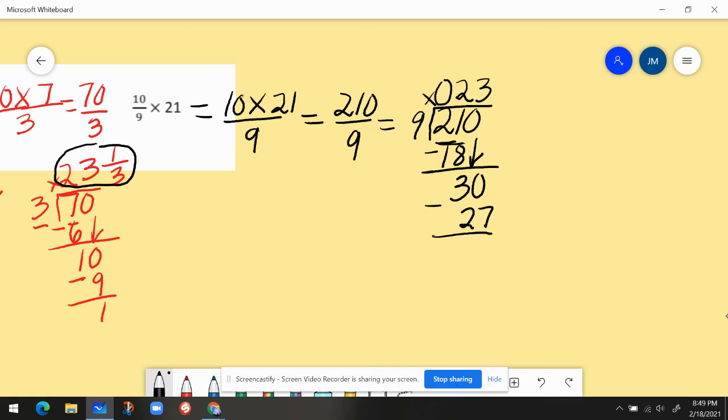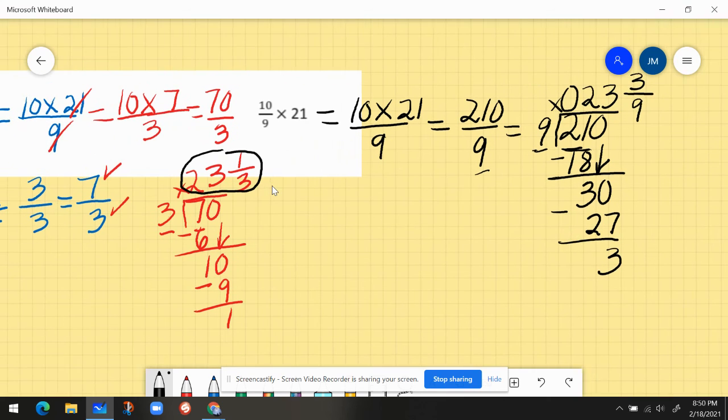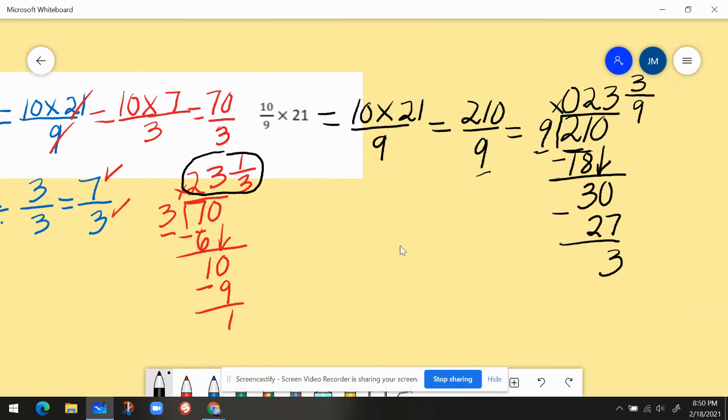The remainder, the difference between 30 and 27, is 3. So now we know what our remainder is, 3, and the denominator is always the same. Remember, it is 9, which is the divisor in this case. So that gave us the same answer, as you can see. But on this second method, it takes a little longer to do it because the numbers are larger.